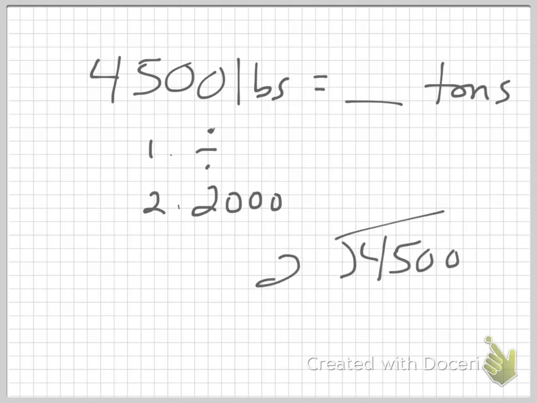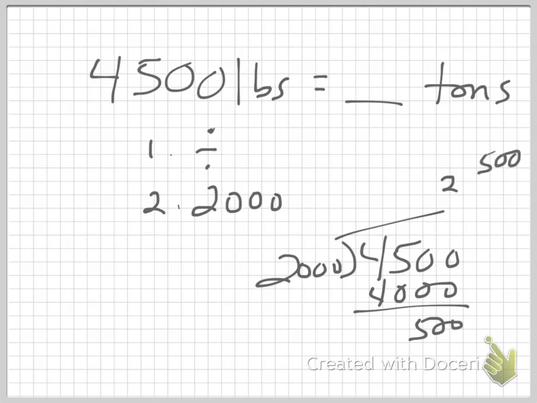How many times does 2,000 go into 4,500? 2. That leaves me with 500. So it's 2 and 500/2,000ths. Reduce that to 1/4. It's 2 and 1/4 tons.